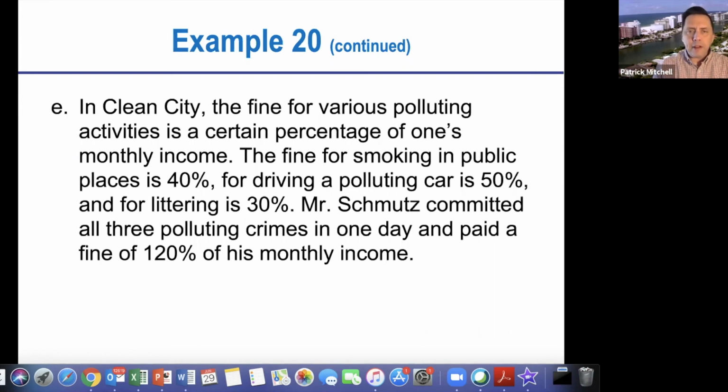Well, assuming that these numbers add up correctly, 40 plus 50 is 90, 90 plus 30 is 120. Yeah, it looks like Mr. Schmutz is on the hook for 120% of his monthly income. Hopefully, he's got some money saved up.